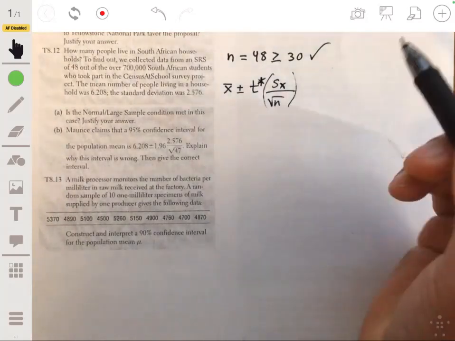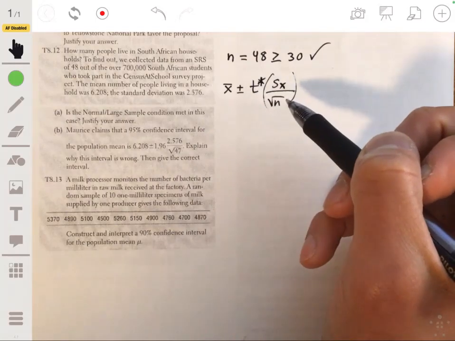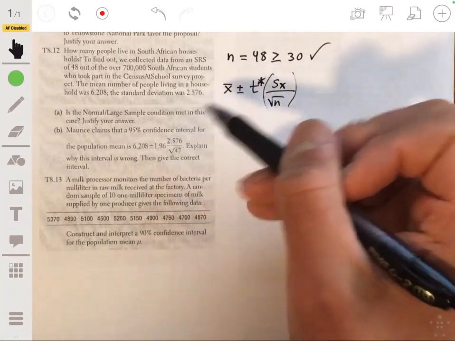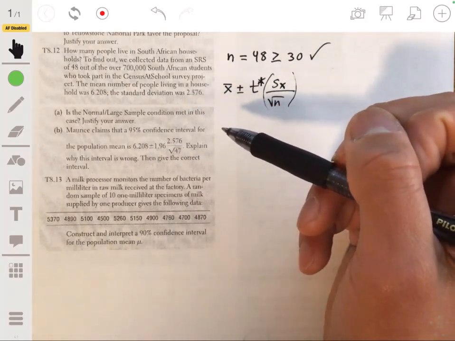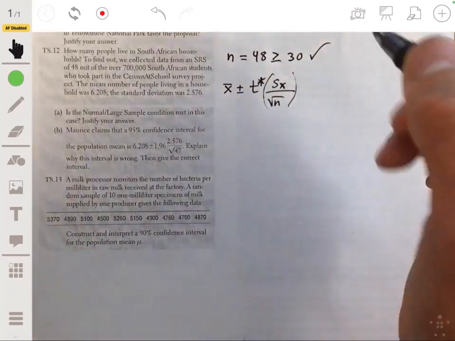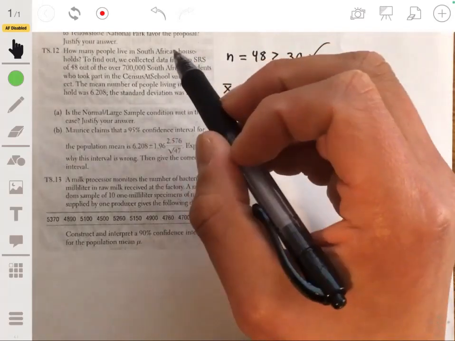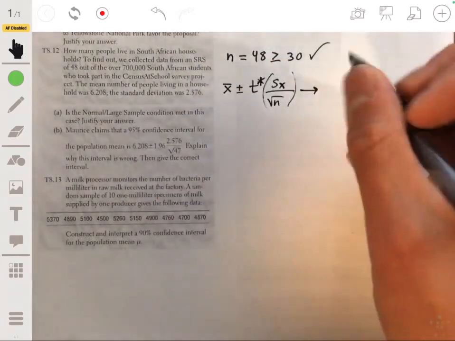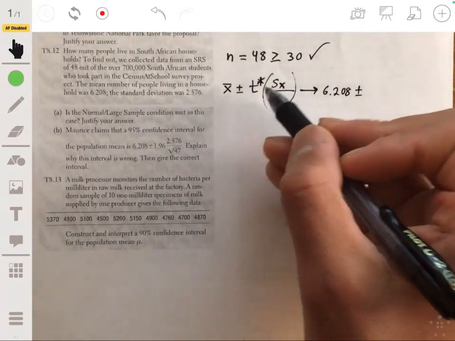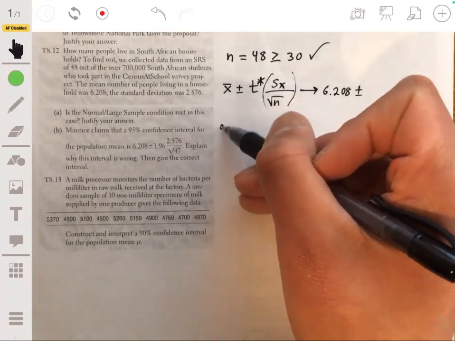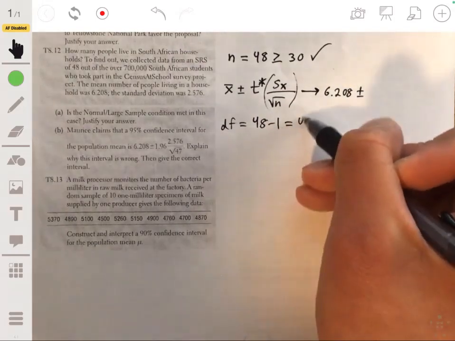Now it looks like they used degrees of freedom for the sample size n, and they probably used Z star instead of T star for a 95% confidence interval. So I'm pretty sure those are the two main things. So let's correct that. The x bar is correct, so it would be 6.208 plus or minus, but the T star, remember, comes from our degrees of freedom, and our degrees of freedom will be one less than the sample size, or 48 minus 1, 47.